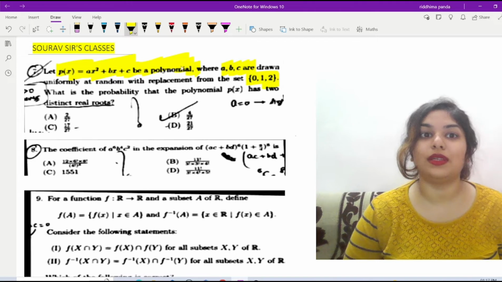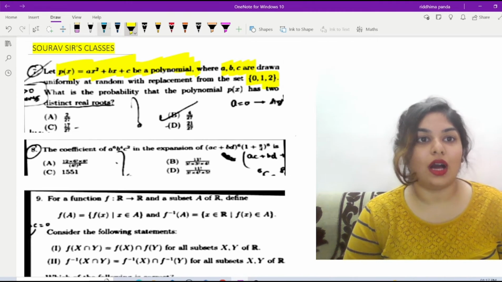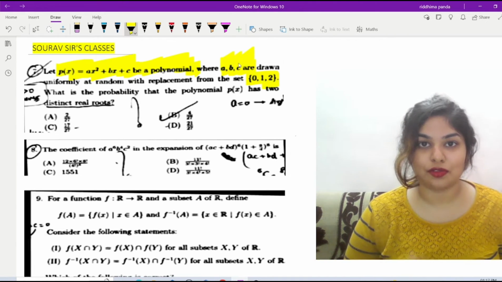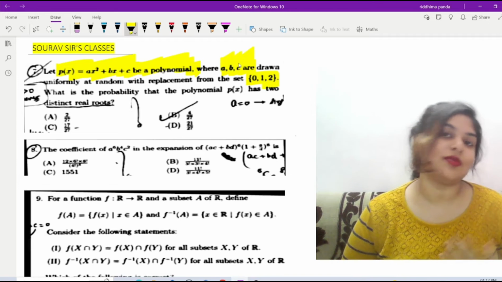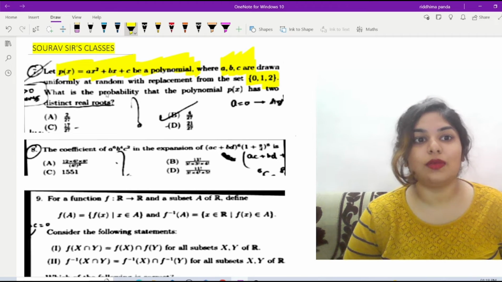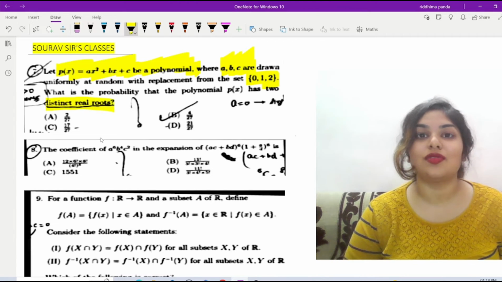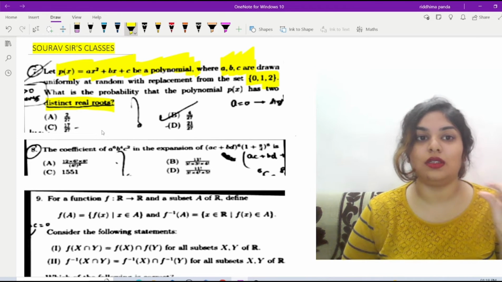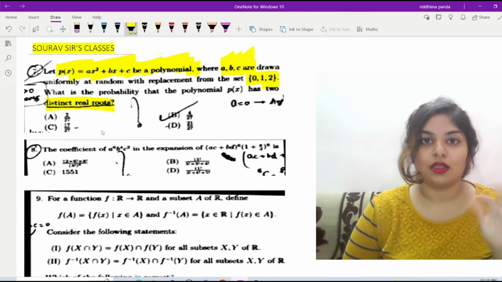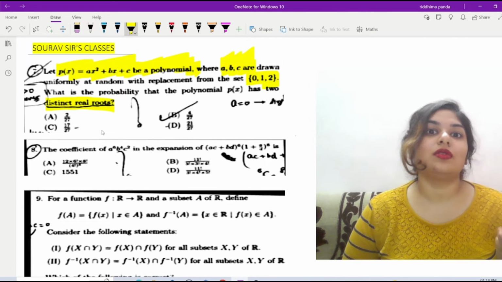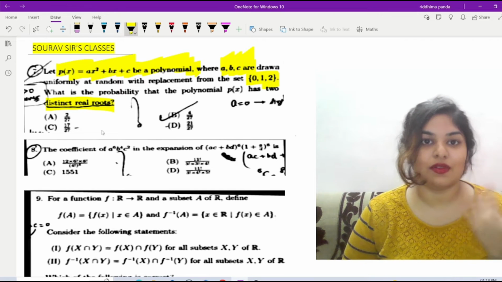So the total polynomials that can be drawn: a can be drawn in 3 ways, b can be drawn in 3 ways, c can be drawn in 3 ways. So 3 into 3 into 3 is equal to 27 possible total polynomials. Now what is the probability that the polynomial has two distinct real roots? Distinct real roots means that the discriminant D, that is b square minus 4ac, should be greater than 0. That is, the roots will not have the same values, they will have different values.